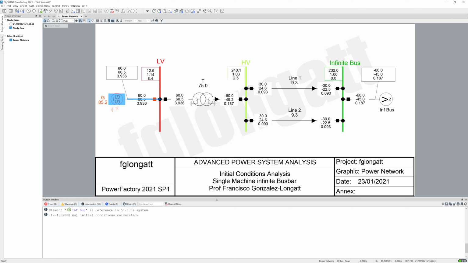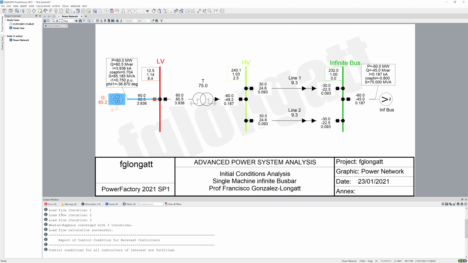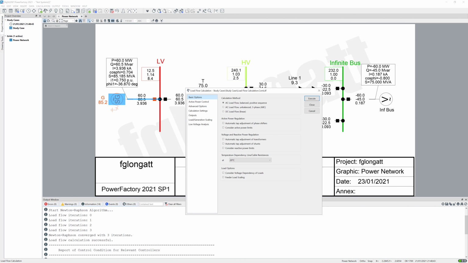I just open a bit wider the output window. Let me clear the output window, okay? The first thing that I would like to show you is when you run load flow, we did this before. PowerFactory is telling you we have a reference, and that reference is the infinity bus bar. We are using the Newton-Raphson algorithm, and after 3 iterations we have the convergence, and we solve the load flow. That is what happens when you press the command load flow button.